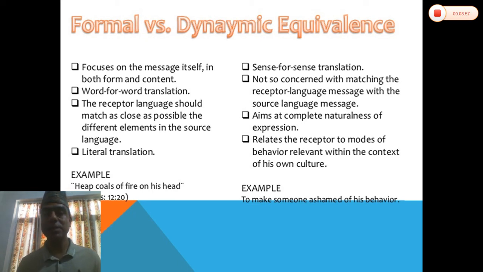In dynamic translation, it is sense for sense translation, not so concerned with matching the receptor language message with the source language message. It aims at complete naturalness of expression, and it relates the receptor to modes of behavior relevant within the context of his own culture. It focuses on the culture, the context, and the receptor feels that it is written in his or her own context.